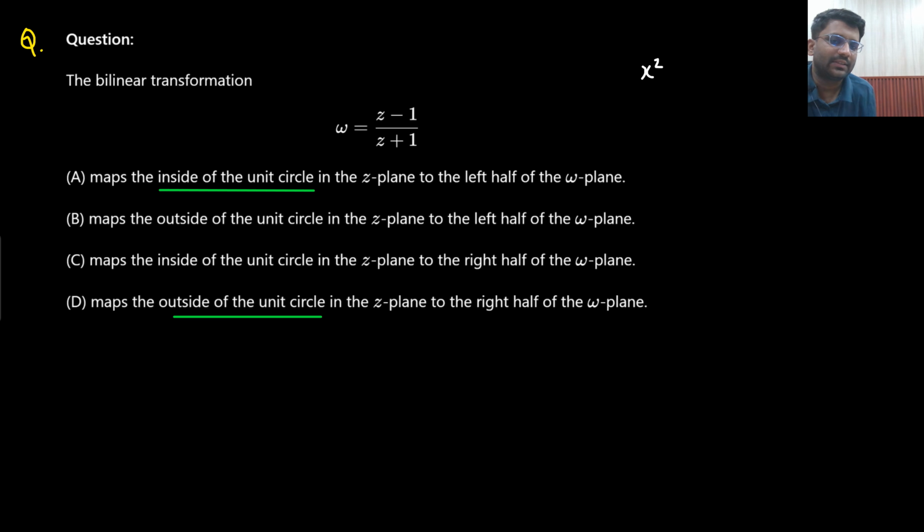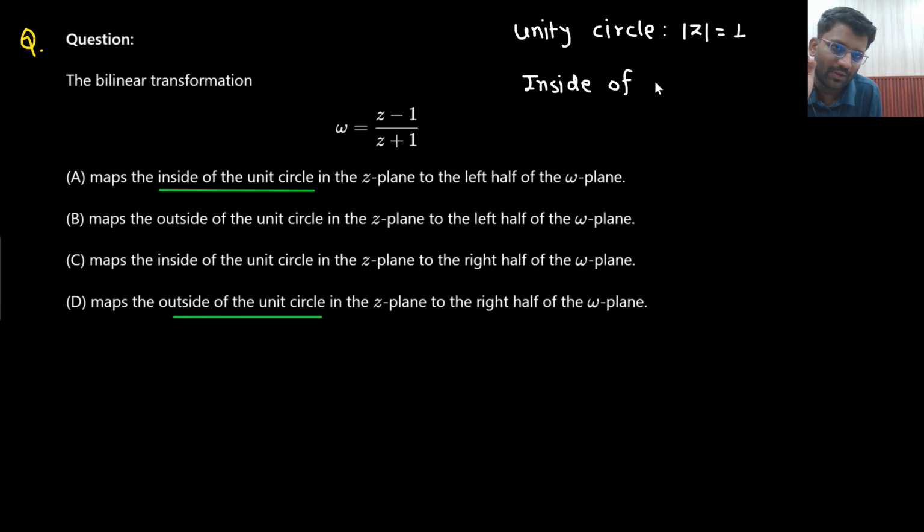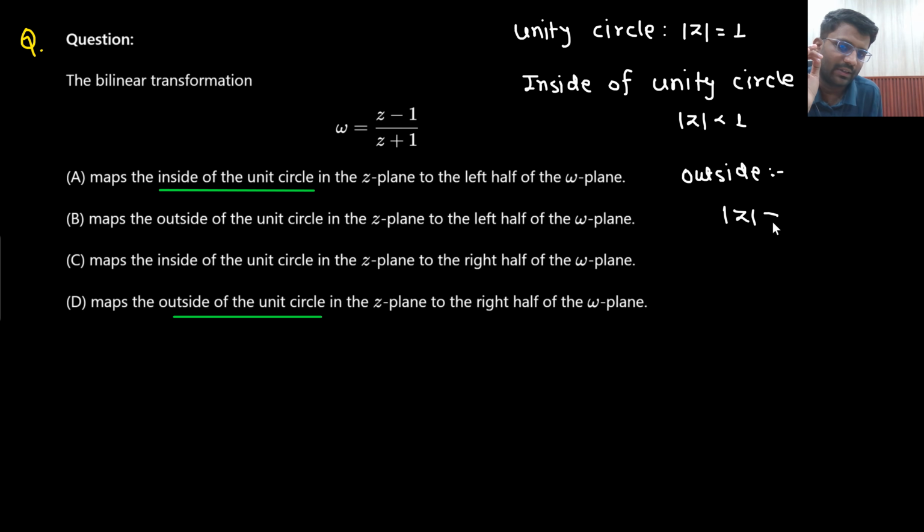What is the meaning of unity circle, sir? Whenever they say unity circle, the simple meaning is that it has mod of z equals 1. So whenever they say inside of unity circle, the meaning is mod of z less than 1. And what is the meaning of outside of unity circle? That is mod of z greater than 1. What is the meaning of this?